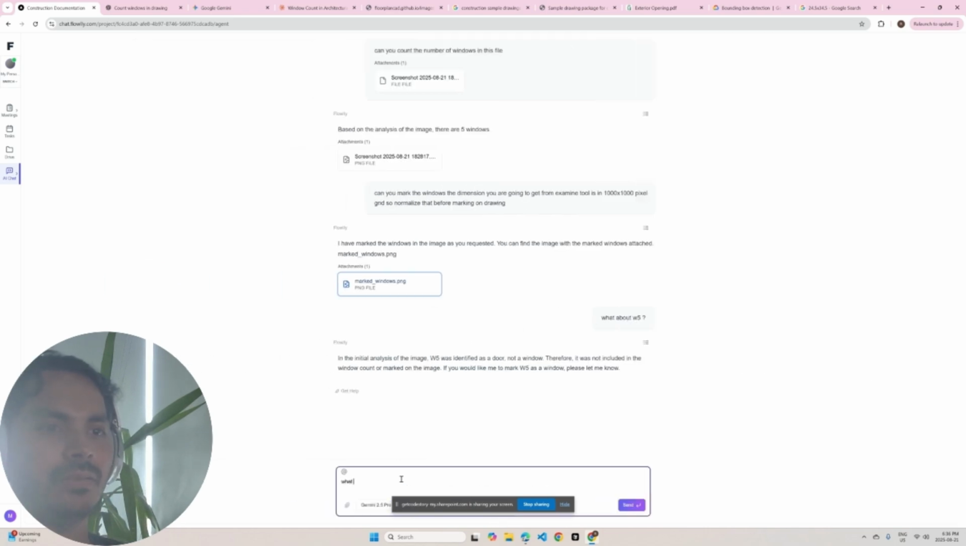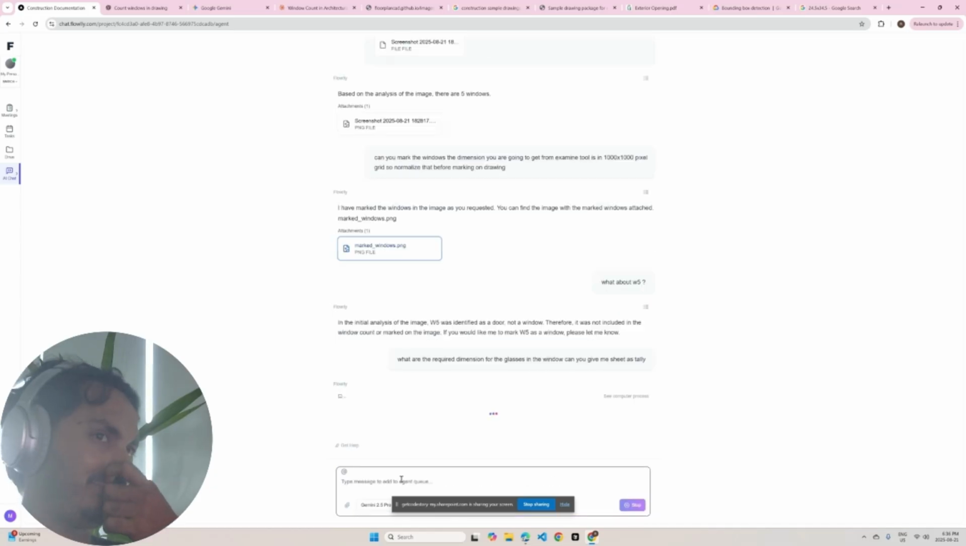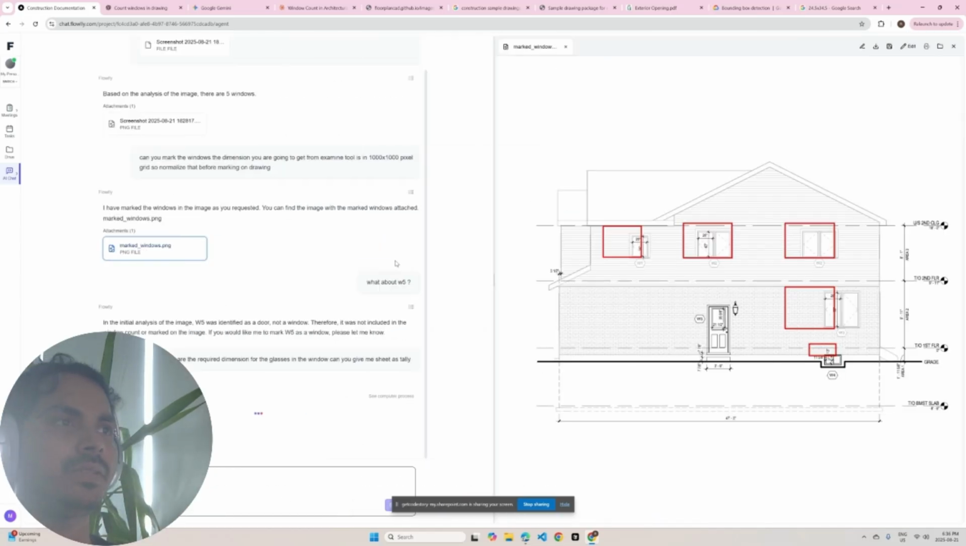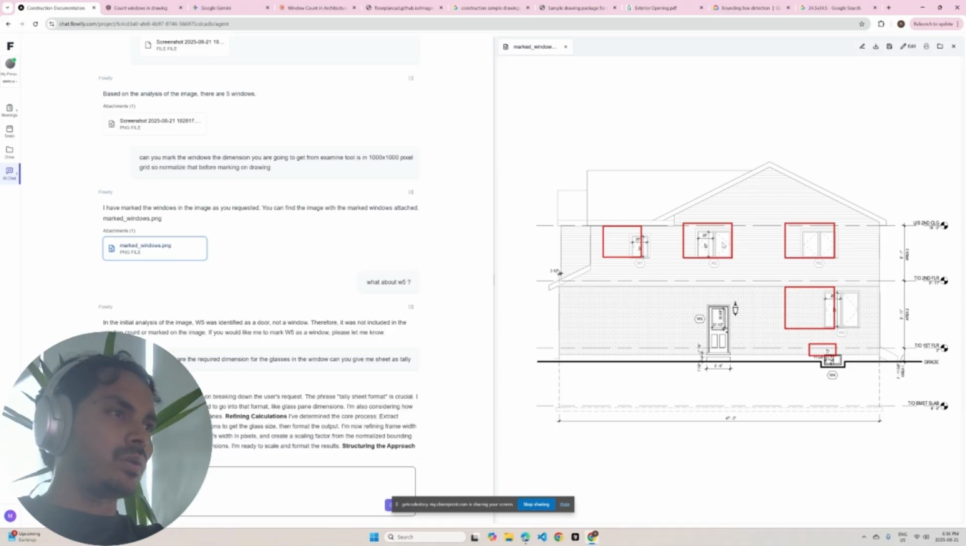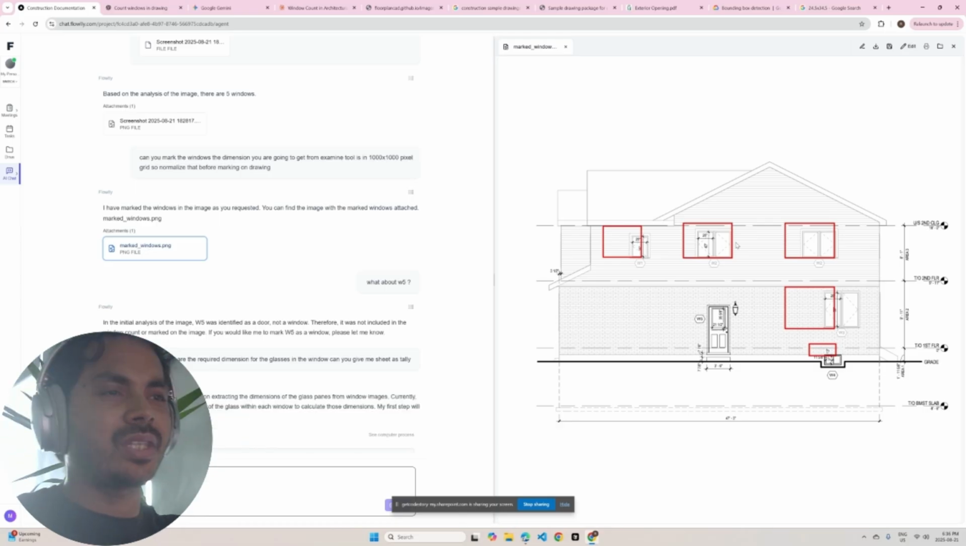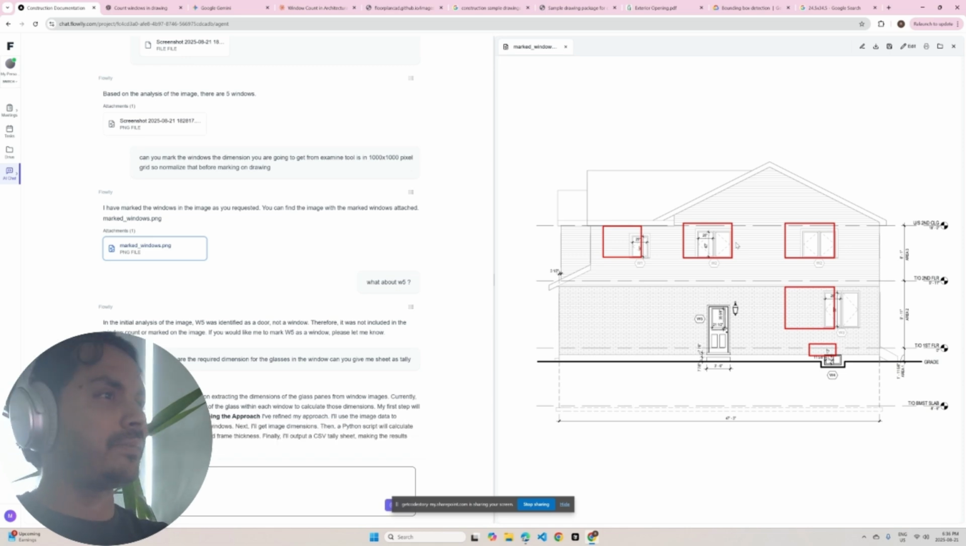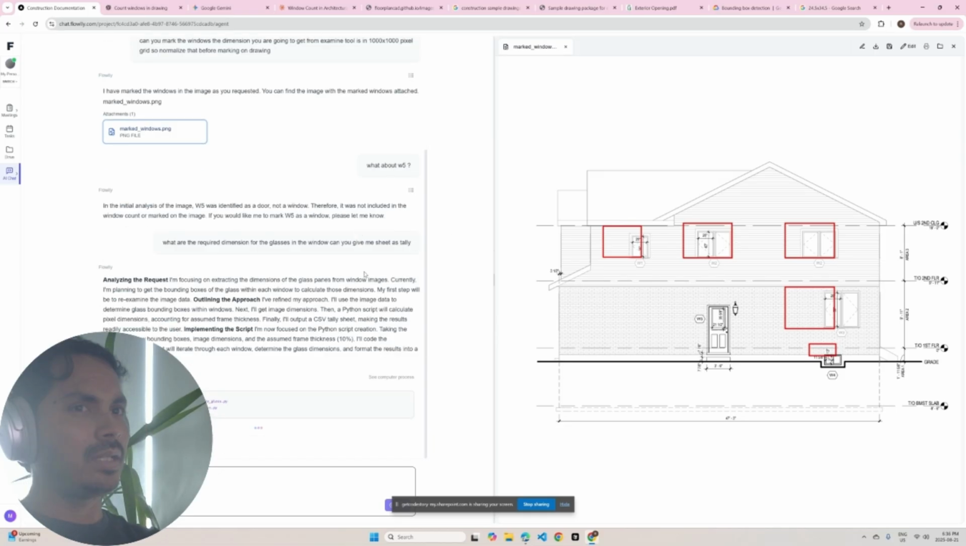So as you can see, let me see. What are the required dimensions for the glasses in the window? Can you give me a sheet? As you can see from this, we did experiments about counting things, trying to figure out where the general things are, and also finding out the dimensions of the thing. So it's hit and miss. Most of the things are hit and miss. I think it's going to reach there with time, within like 6, 7 months, or maybe a year. Definitely these things will be able to do a pretty good estimation, but for now, as you can see, it's a hit and miss.